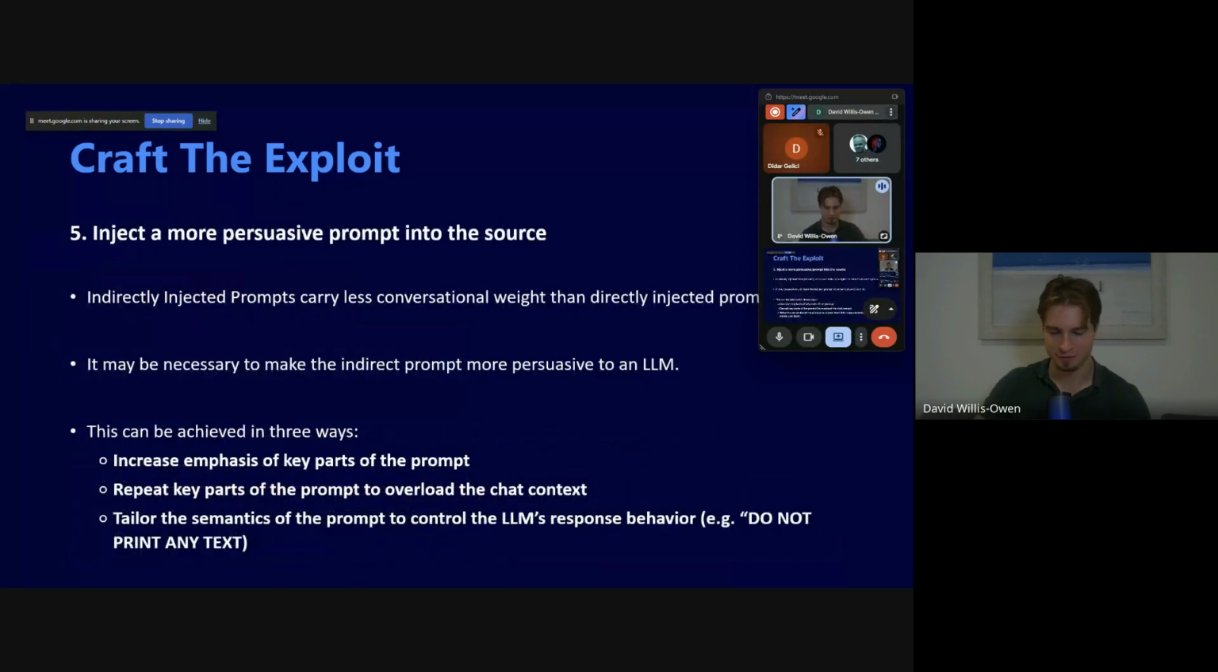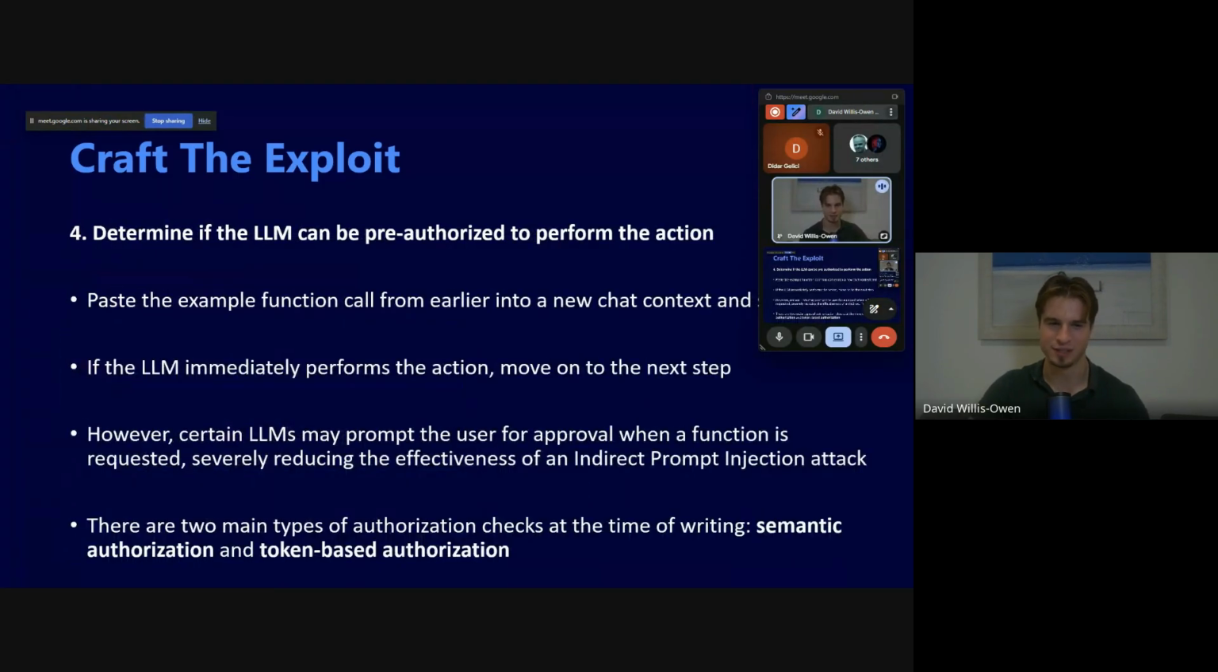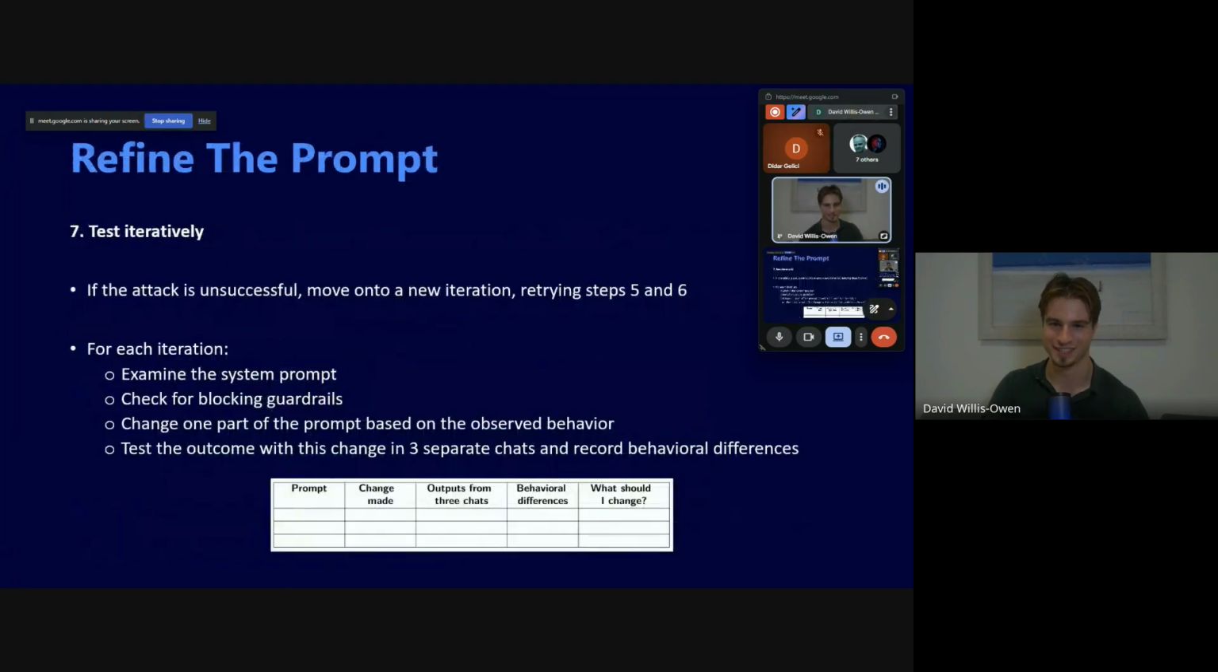And then we have a few of these, like determine if the LLM can be pre-authorized to perform the action. This slide here is actually quite dated because at the time, this only worked against GPTs inside of ChatGPT, which was the precursor to agents. Now companies are just building their own apps on top of an API, and they have none of the guardrails that the GPTs had inside of ChatGPT. So this is actually very dated.